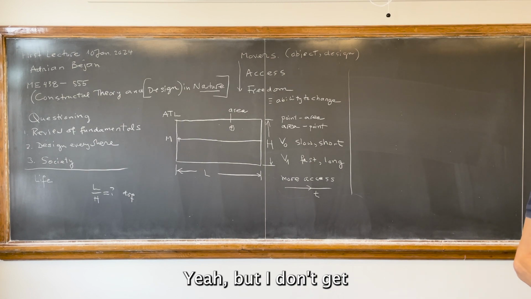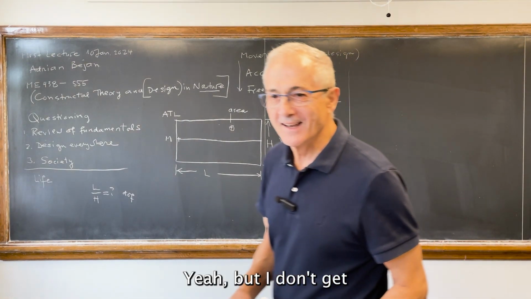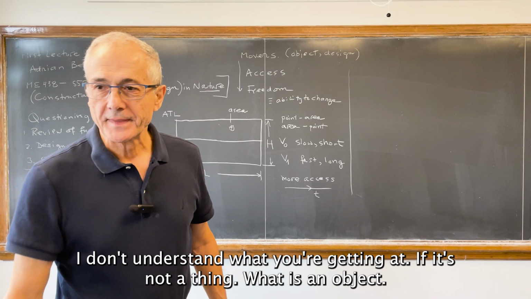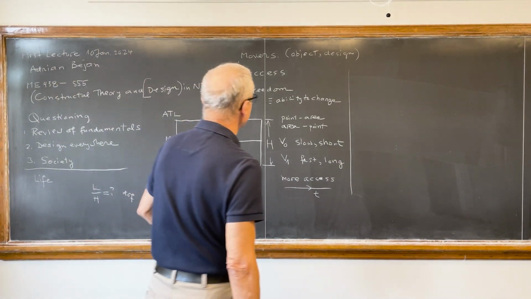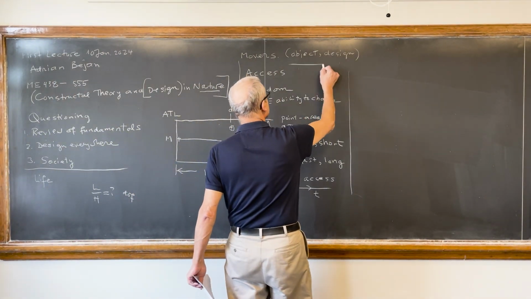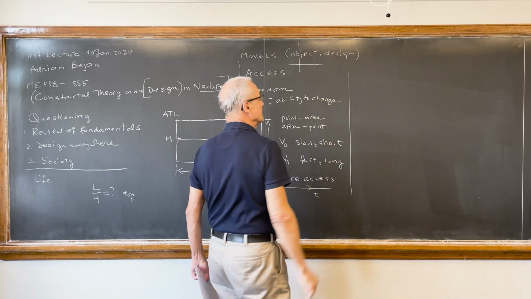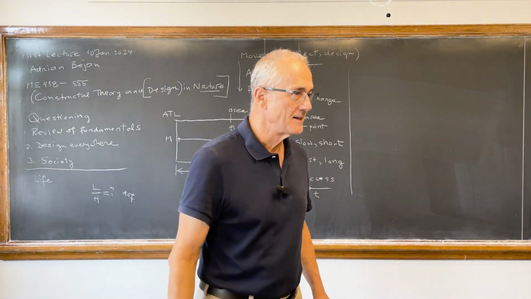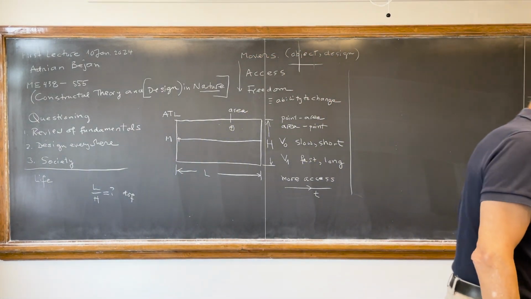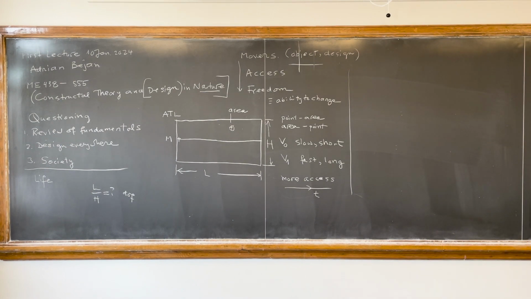Yeah, but I don't get what you're getting at. I don't understand what you're getting at. If it's not a thing, what is an object? No. What does the word object mean? What is the origin? Oh, okay. I think I can try this. Okay. So, object is kind of like throwing, right?